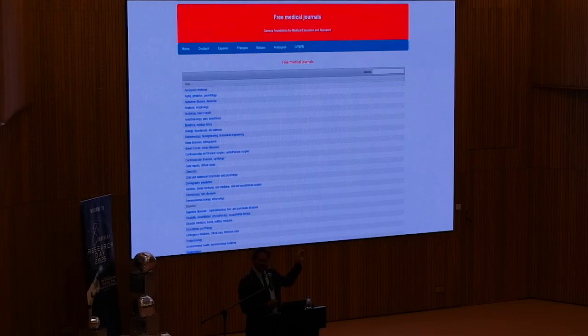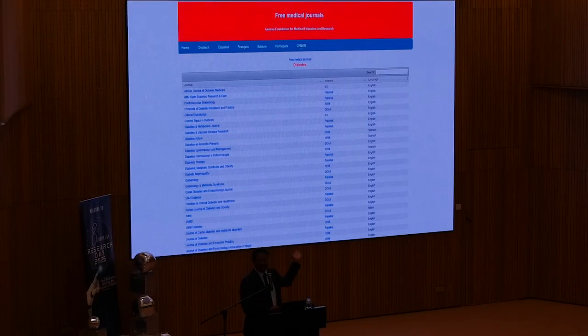So if you click medicine, these are the list of journals available. Just on medicine, this is just all the journals. And you click diabetes, see? Whole lot of journals. So the DOAJ is a very good database for journals for you to go and search.